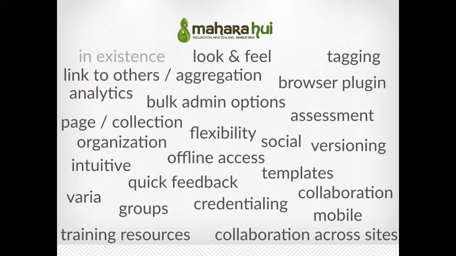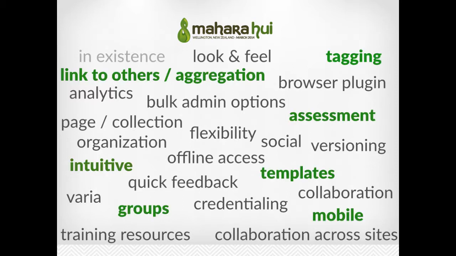So some of the items that had a higher volume of wishes were tagging, and that also included social tagging, so tagging people and not just tagging content. Then linking to others, linking to other systems, aggregating information and content from other systems into Mahara. Assessment, being more intuitive. Quite a lot of people wrote about templates. Mobile access, mobile app, access and other things, and also group features.